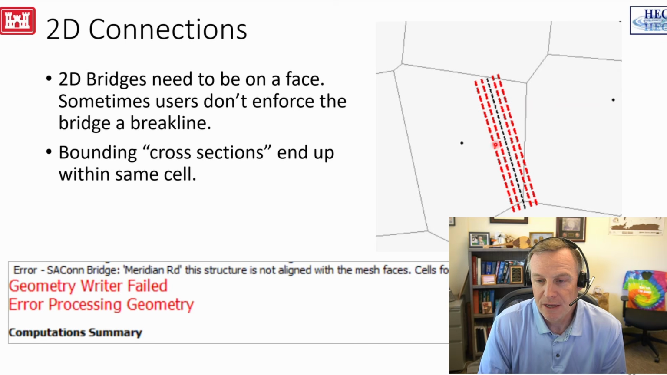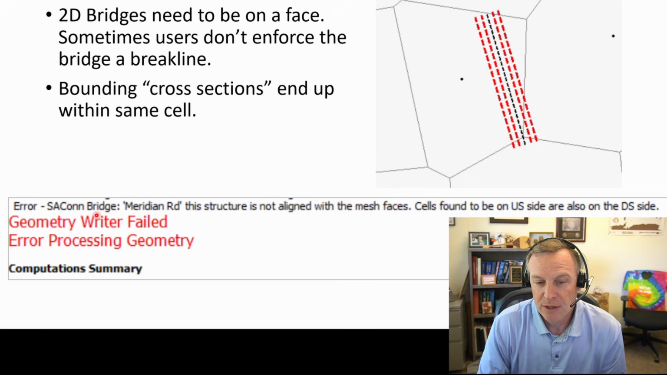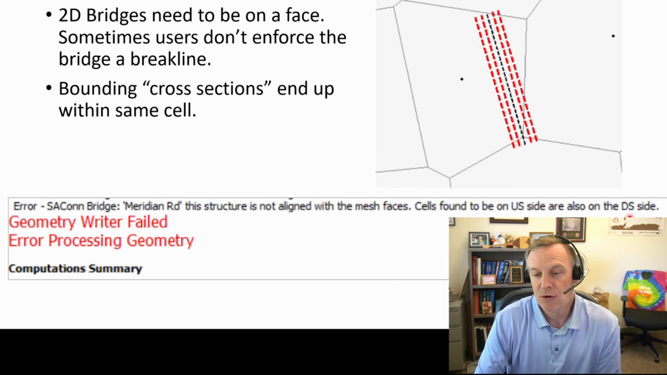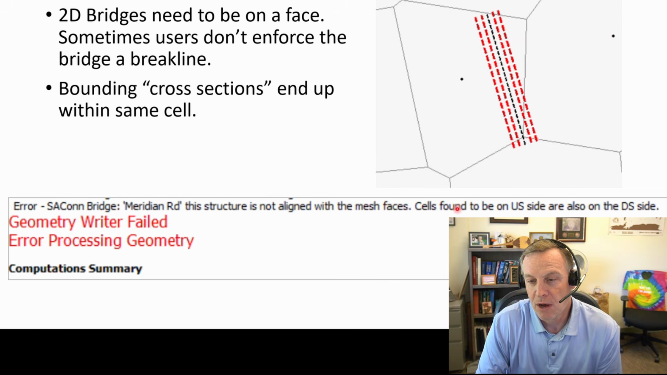So we've added a check in RAS. You'll get an error message now that says, hey, this structure is not aligned with the mesh faces, this bridge structure. The cells are found to be on the upstream side or also on the downstream side. So we'll give you a warning. We'll no longer run your model, and we'll go in and ask you to fix that.